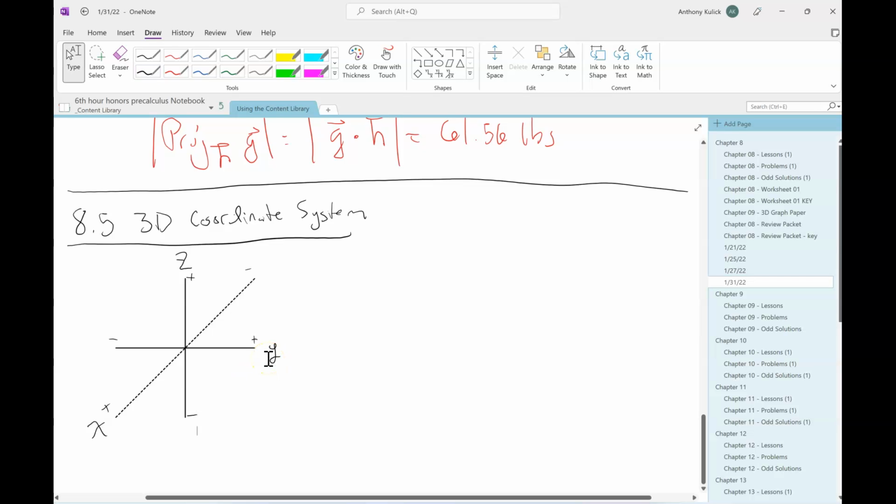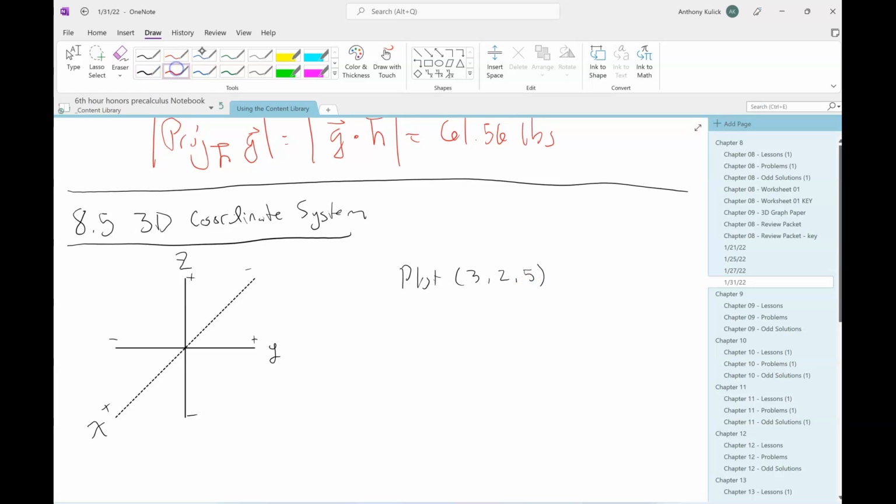So what if we want to plot, say, the point 3, 2, 5? So when we describe an ordered triple like this, we always describe the coordinates in alphabetical order. So x is 3, y is 2, and z is 5.